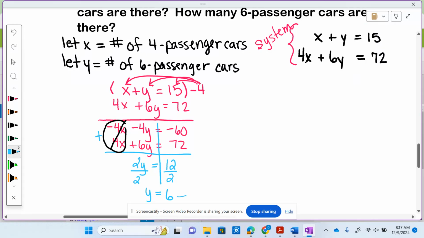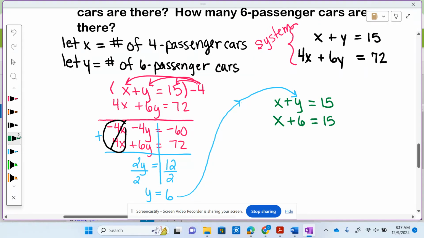How are we going to figure out the number of 4-passenger cars? Substitute the 6 into one of the equations. Which one do you want to put it into? I'm going to put it into the top one. Less work. x plus y equals 15. We just said that y is 6. So x plus 6 equals 15. Subtract 6 from both sides. And I find out that x equals 9.